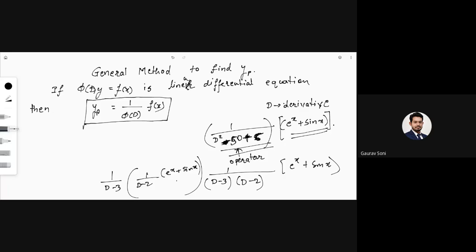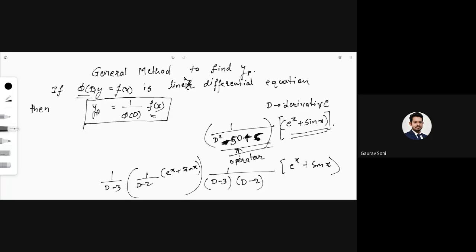Okay, so let's just revise what we have seen. To find the particular solution, I'm saying yp is equal to 1 upon phi of d f of x, where phi of d is sent to the other side. We will try to understand how this 1 upon phi of d operates on a function f of x.